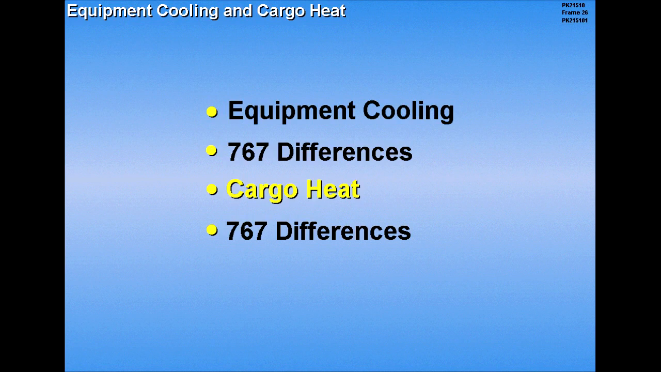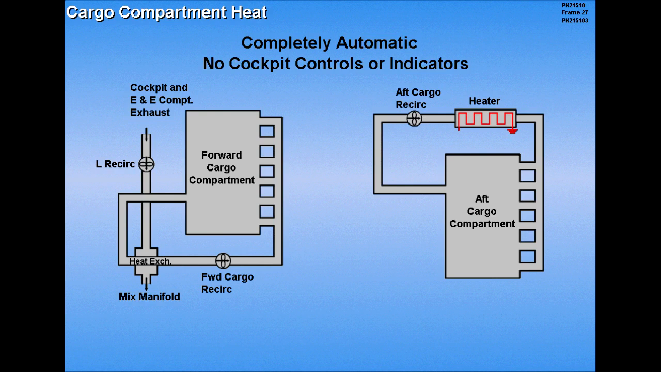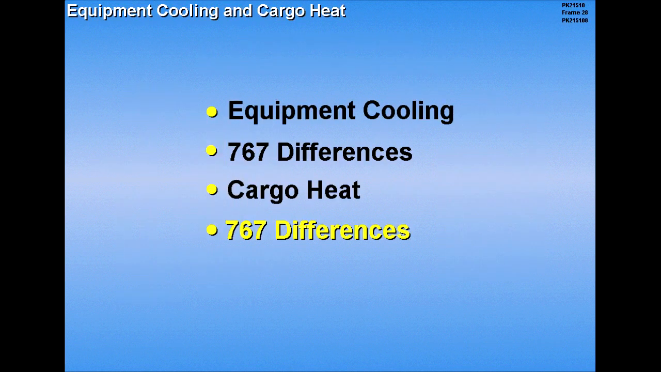Now let's look at cargo heat. The cargo heating system is completely automatic. There are no cockpit controls or indicators except for ICAS status and maintenance messages. Now let's look at the 767 differences for cargo heat.